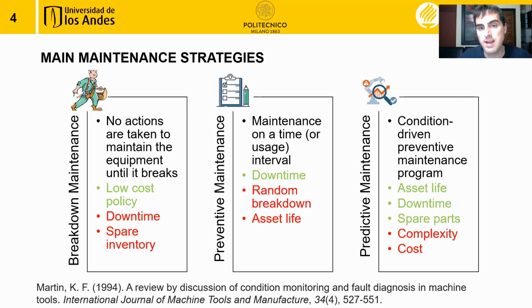Then we have preventive maintenance, in which we have maintenance on a time or usage interval, regardless of the actual state of the asset. We have lower downtime, since we can plan maintenance, but on the other side, we are not robust to random breakdown, and we have a problem in which we limit the asset life.